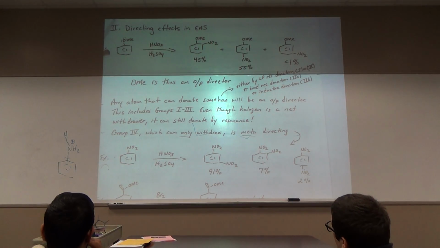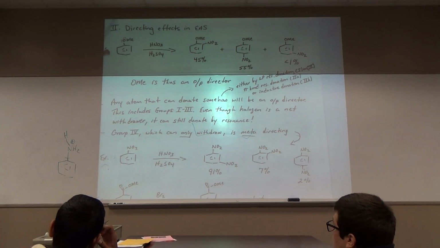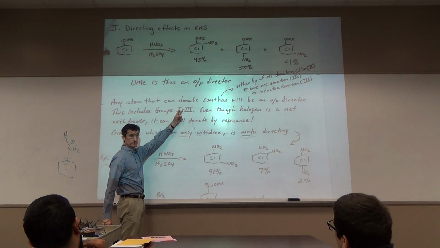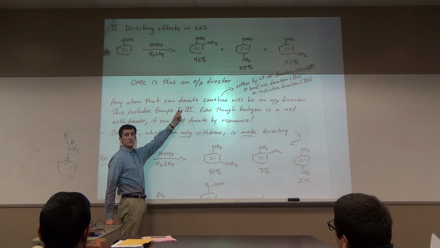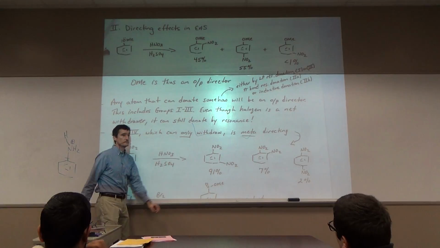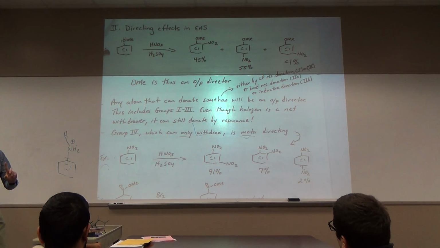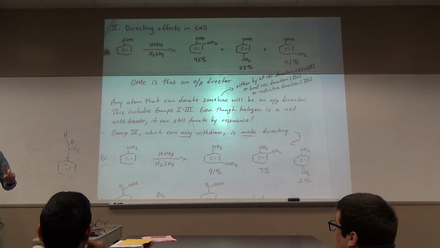So which groups can donate somehow? Groups 1 through 3 can. Groups 1 through 3 are ortho-para directors. Okay? Group 3 can donate, right?